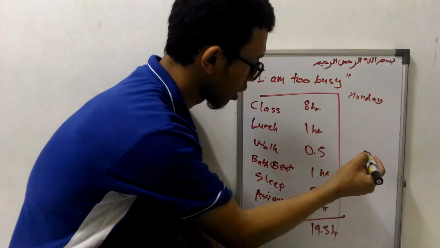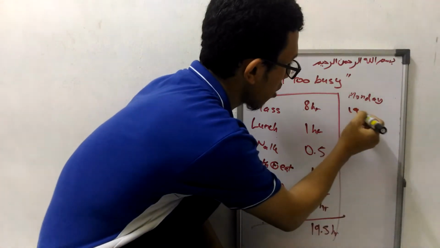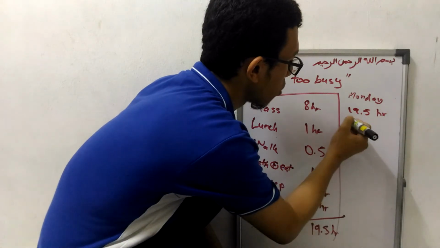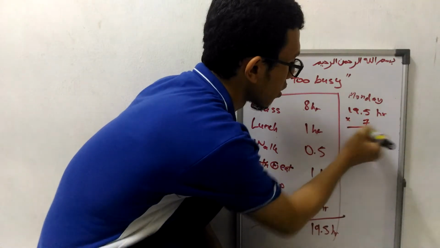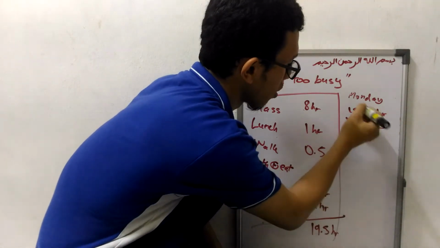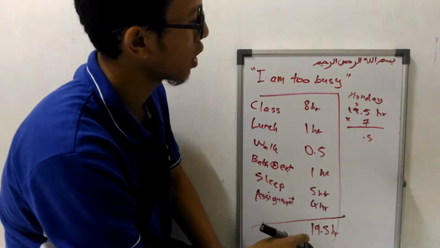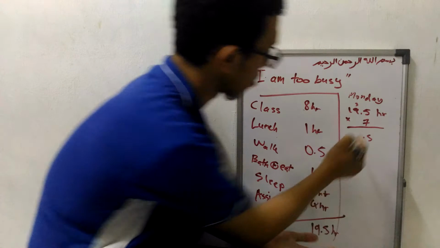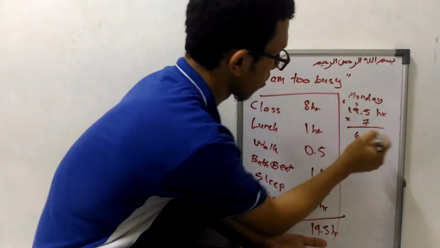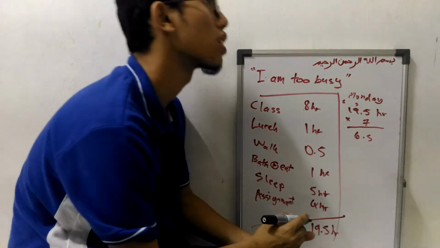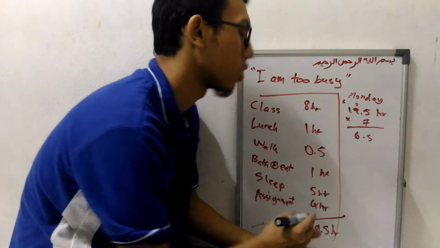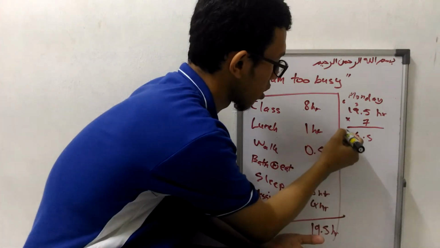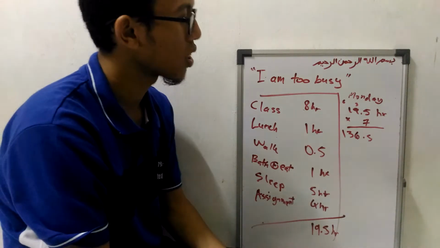So now 19.5 hours, you multiply it by 7. So we'll get 19.5 times 7 is 136.5.